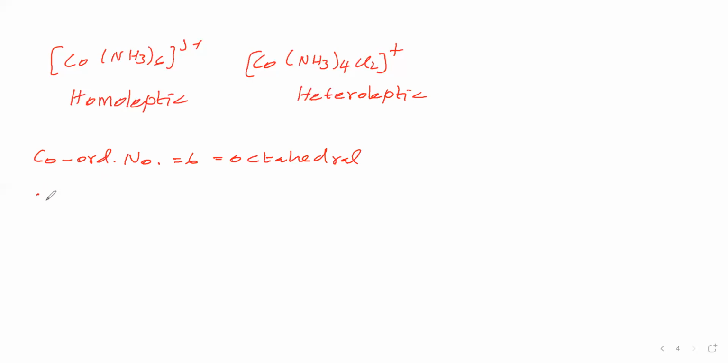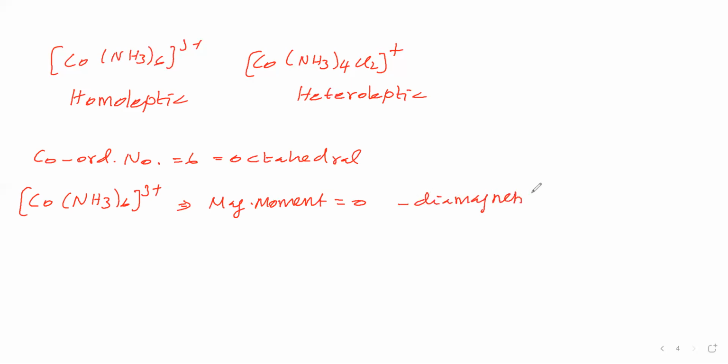Now we will take the complex [Co(NH3)6]3+. The experimental evidence says that the magnetic moment of this complex is 0. That means this complex is diamagnetic. Diamagnetic in the sense here no unpaired electrons. Unpaired electrons are not present in this complex. Okay. Now we will find the hybridization of the central metal using valence bond theory.